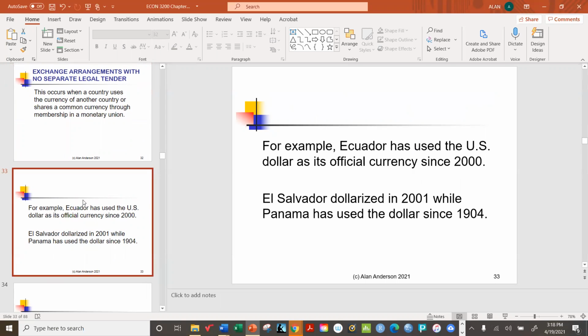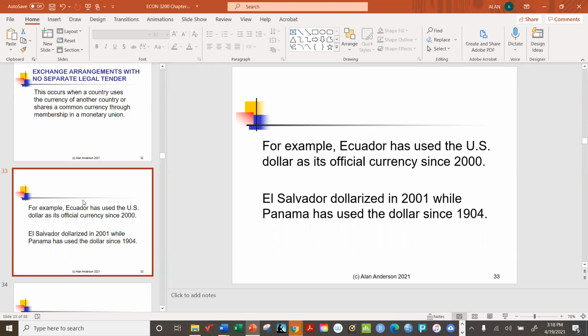Well, for example, Ecuador got rid of its own currency in 2000 and replaced it with the US dollar. El Salvador did the same thing. This is, by the way, known as dollarization. When a country abandons its own currency in favor of using the US dollar, we call that dollarization. And so we've seen it in Ecuador since 2000. El Salvador has had this since 2001 and Panama since 1904, which is going back quite a ways.